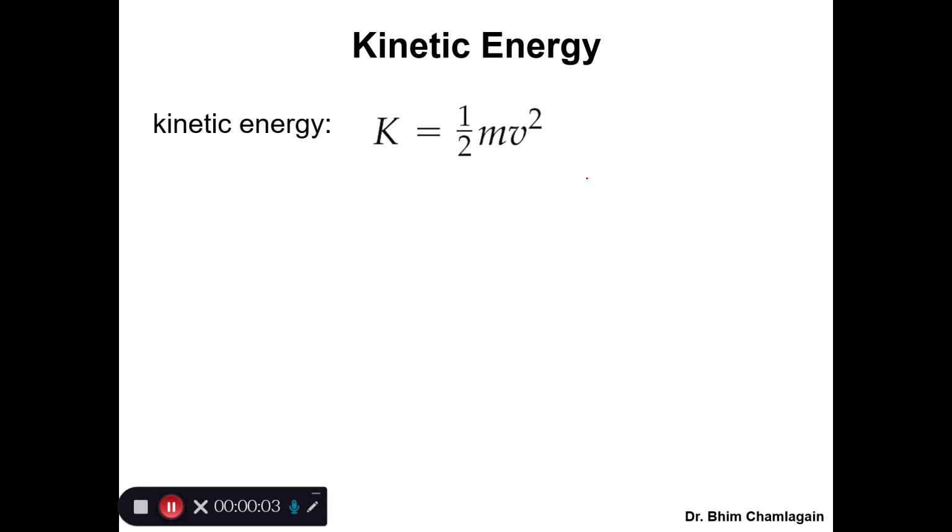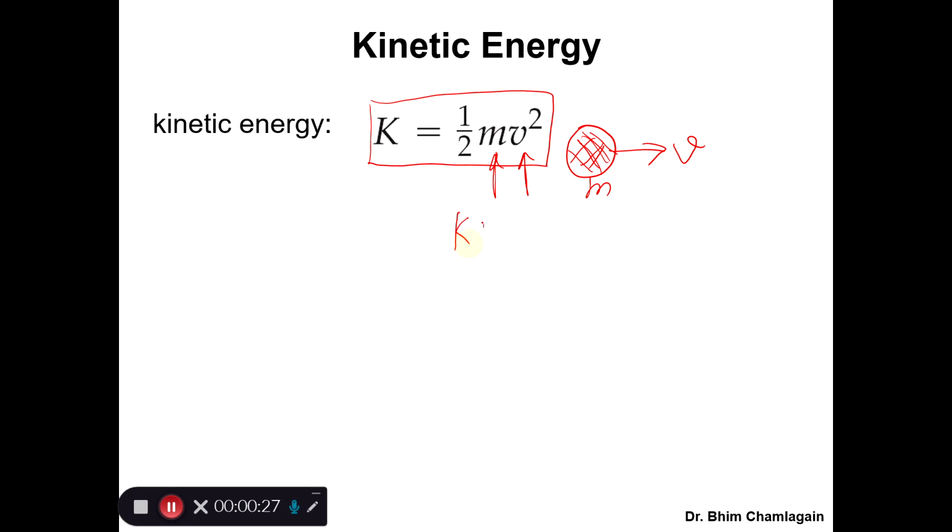Let us consider a body of mass m moving with velocity v, and its kinetic energy is given by half mv square. So mass is a scalar quantity and v square is also a scalar quantity. So kinetic energy is also a scalar quantity. In terms of its unit, mass is measured in kg, velocity is meter per second. So its square is meter square per second square, which is equivalent to joule. So the unit of kinetic energy is also joule, just like work done.